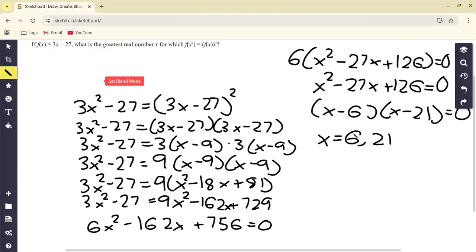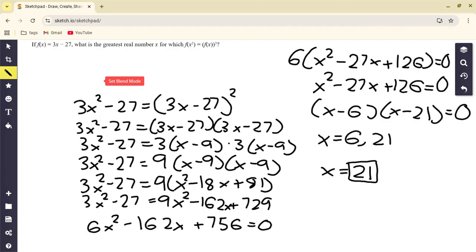So now, let's try to solve this question. If f of x is equal to 3x minus 27, what is the greatest real number x for which f of x squared is equal to (f of x) squared? Well, the greatest real number x for which that is true is x is equal to 21. And that is the answer.